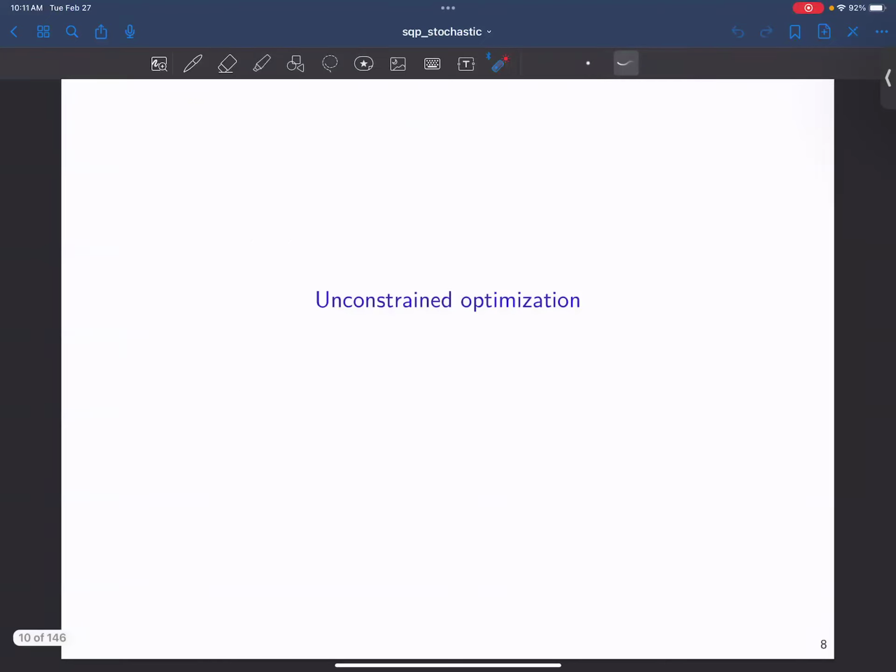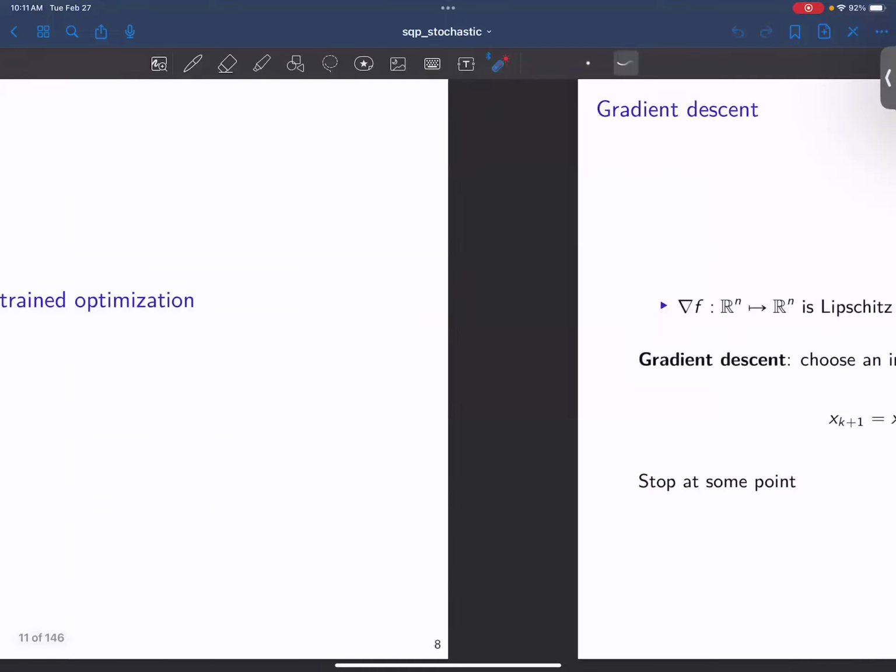Okay, so now before I tell you how we should go about solving these constrained optimization problems, let me remind you what we actually do in unconstrained optimization. So Zhihua told me that this should be accessible to graduate students also. So I want to review a little bit about what we teach in an optimization class 101.